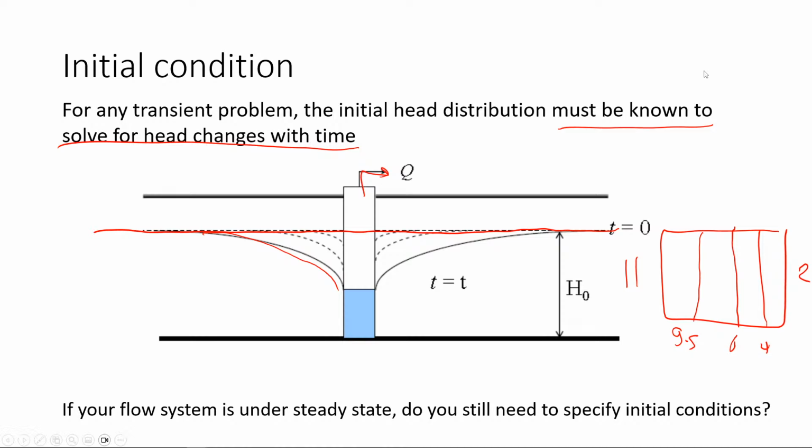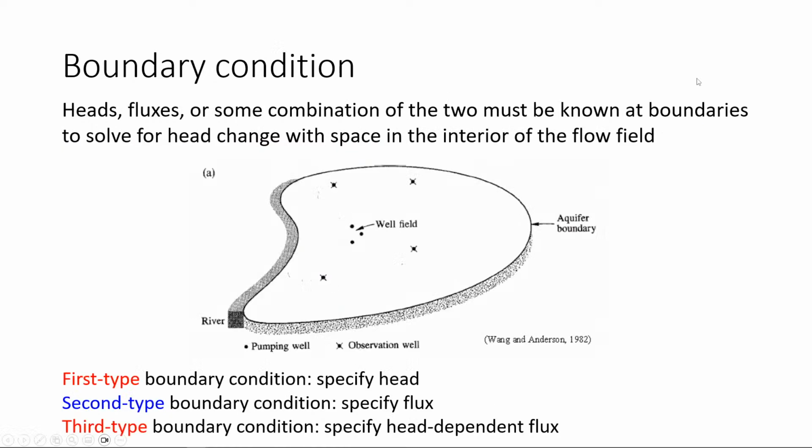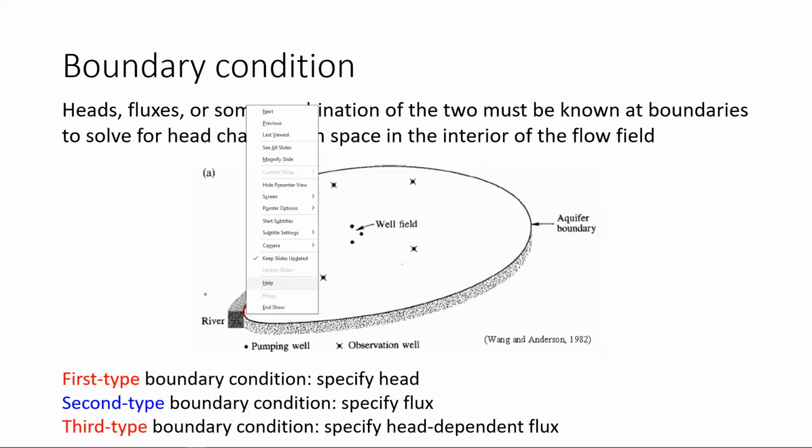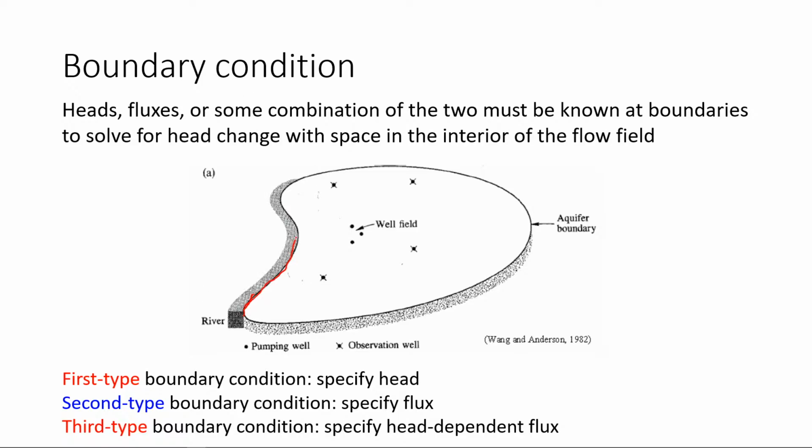Okay. Now, boundary conditions, there are three types of boundary condition. There is specified head. So for specified head, I basically specify the head at this boundary. So I say, okay, the head at this boundary is 10 meters. Yeah. So this is the head at this boundary, for example.